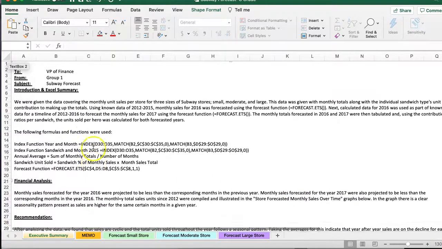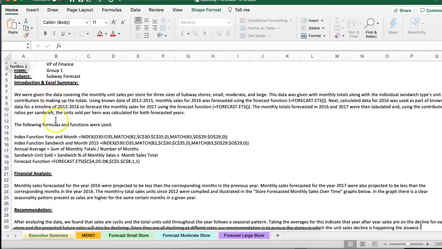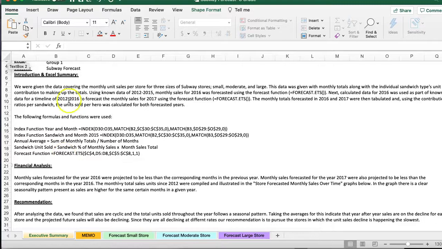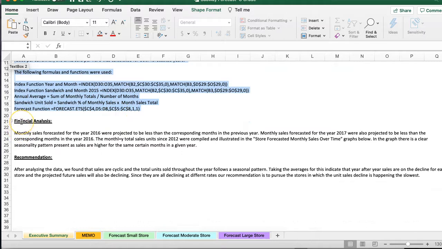Now here, the smallest section really should be the introduction and Excel summary. And it's sadly the longest section, because here you're just reiterating what the case is you're looking to do, and then some of the Excel work that you did. So this C grade, they did a fine job in the introduction and Excel summary. Where they fell down is the financial analysis and the recommendation.